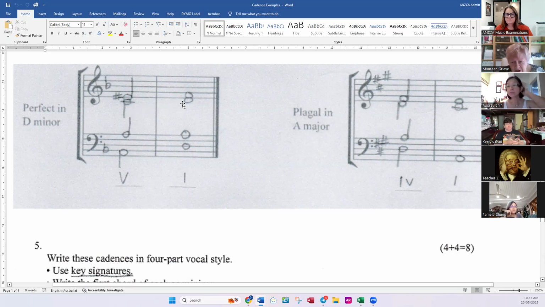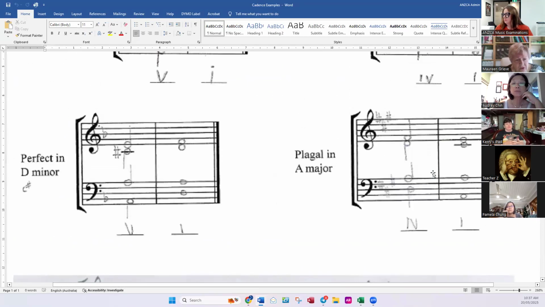In this case, the plagal cadence, I think, is a good, well-written cadence. The voices are all falling, and everything's correct. Can we move on, Jo?